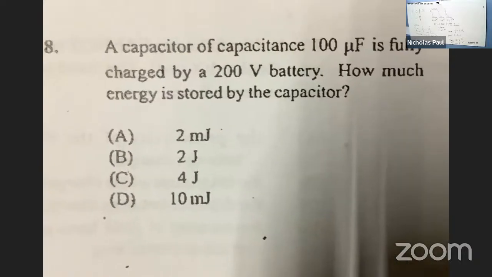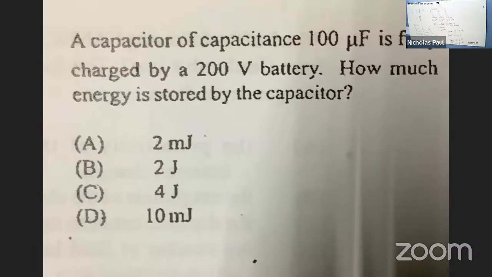Next one here. Try this one. The people who are online, please remember to message something. They want you to work out energy stored. They give you a voltage and they give you a capacitor. The formula is on the board. Please remember to convert, right?